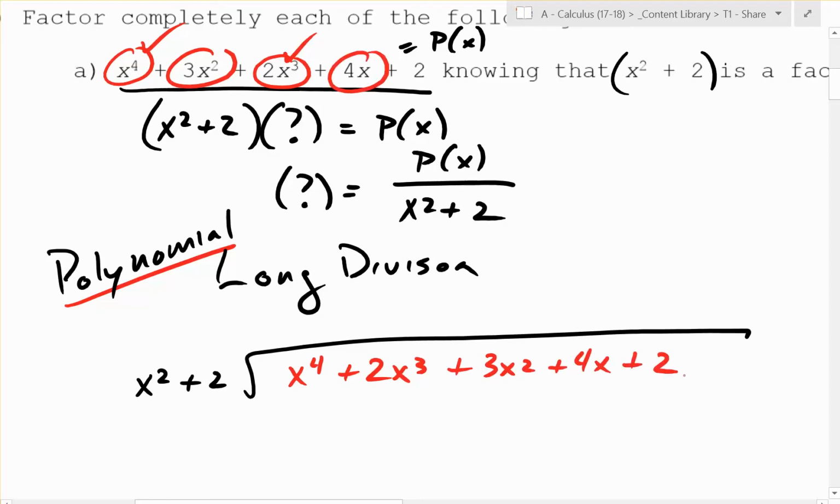So we've set this up. It should look kind of familiar. You might have done things like 12 into 14,208. But now we're doing it with polynomials.